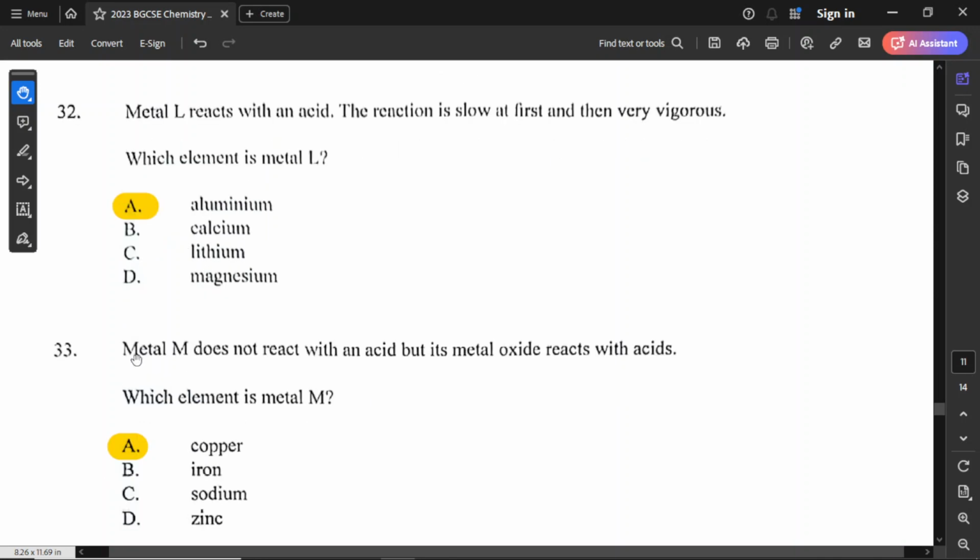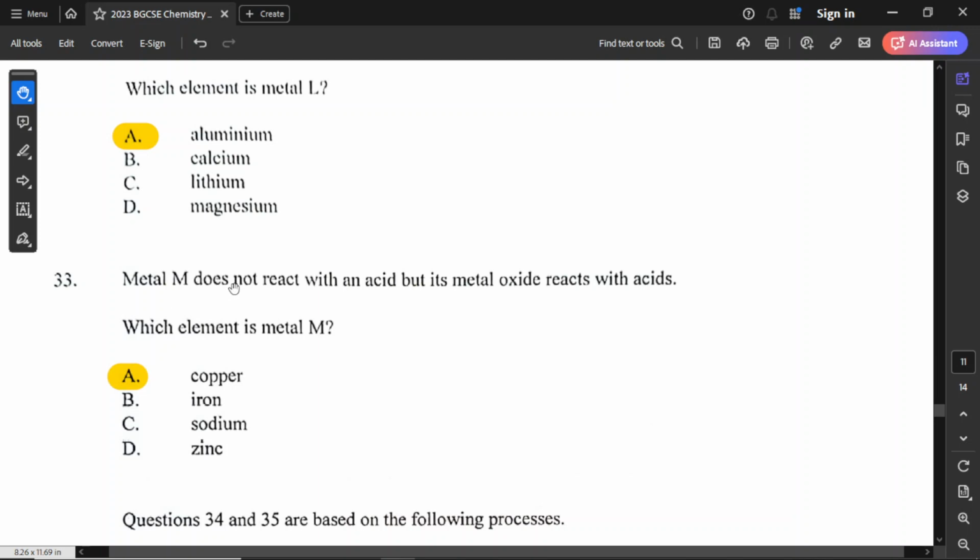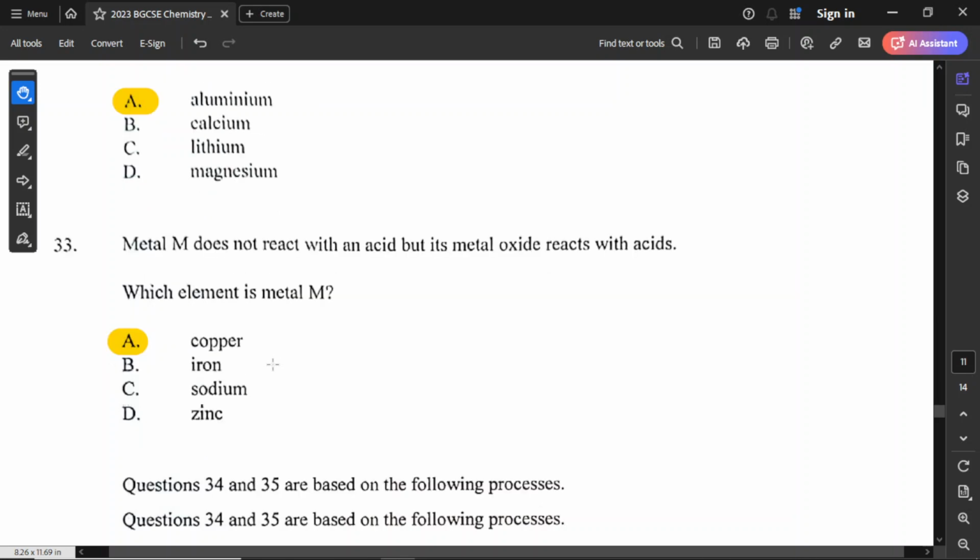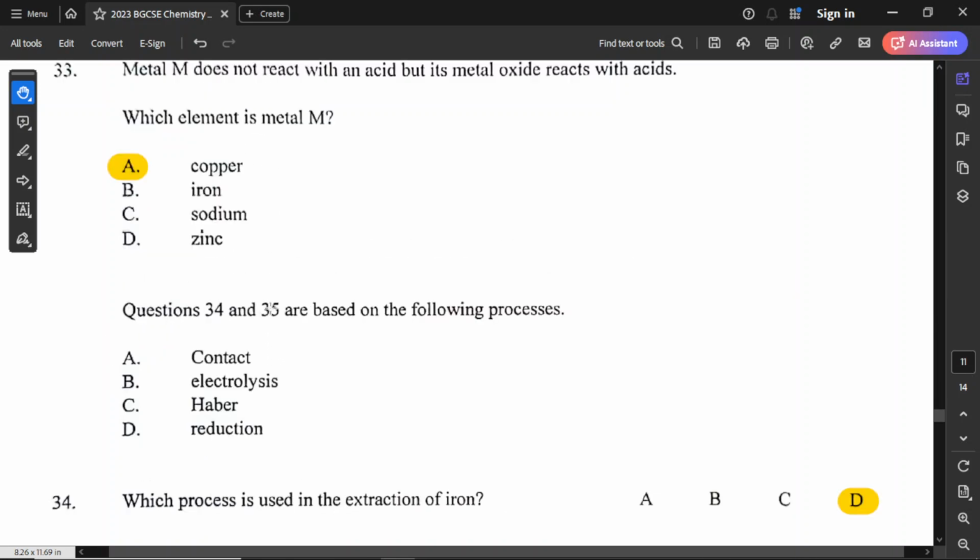33. Metal M does not react with an acid, but its metal oxide reacts with acid, and this here is copper as the metal. The oxide, copper oxide, will react with acid very easily, but copper does not react with acid just on its own, because it's hard to replace or displace hydrogen.